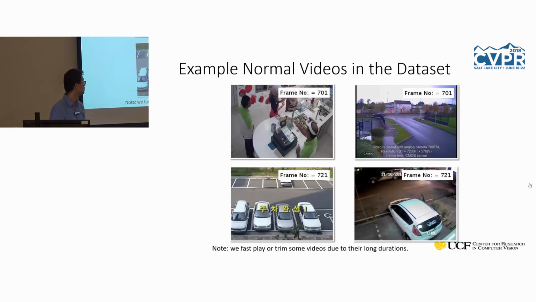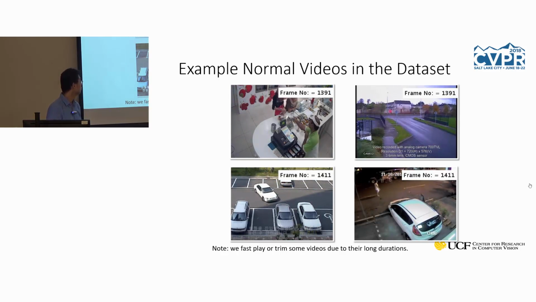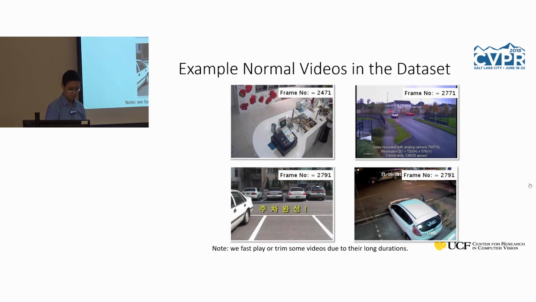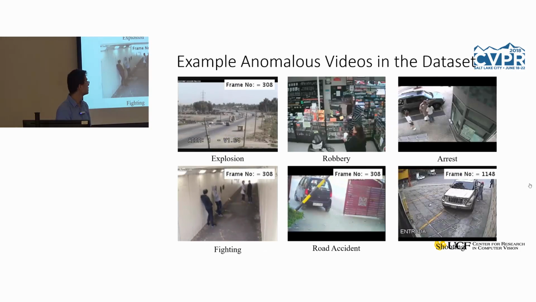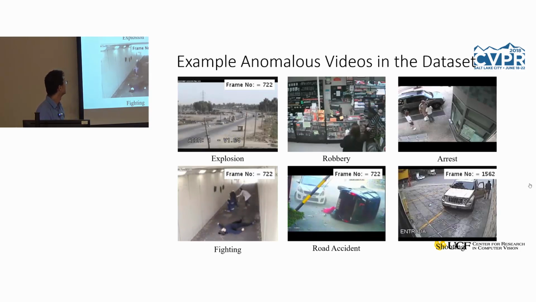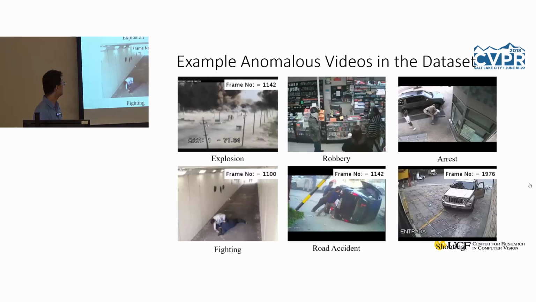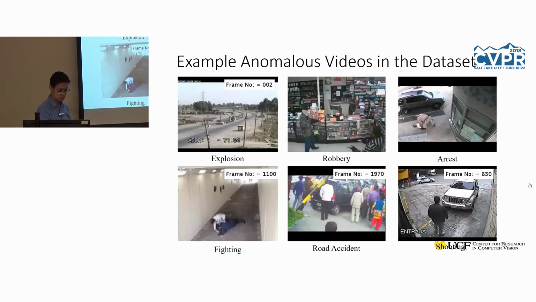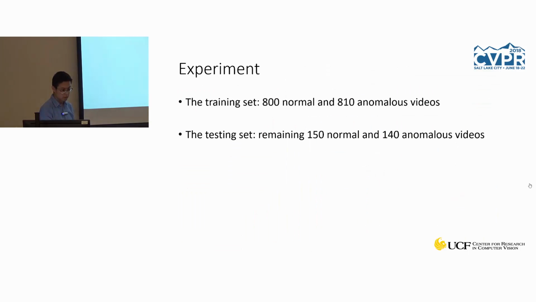So here are some sample video examples for the normal events. They are strictly CCTV camera videos. And here are examples of the anomalous events. Okay. So we did the experiment by constructing a training set with 800 normal and 810 anomalous videos, and we tested our algorithm on the rest of the videos.